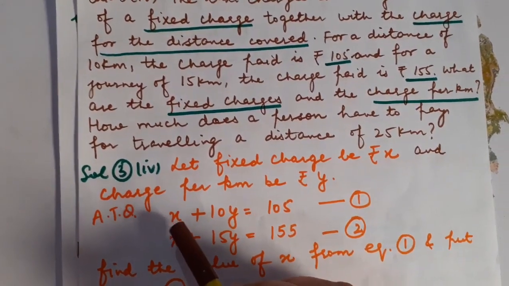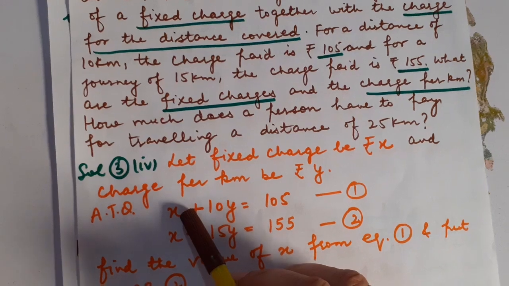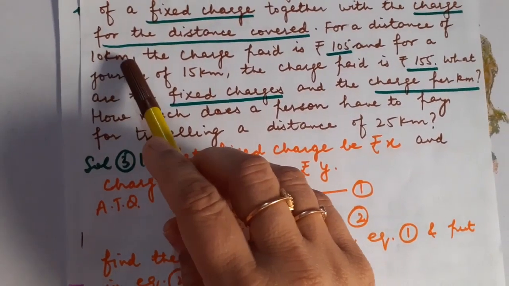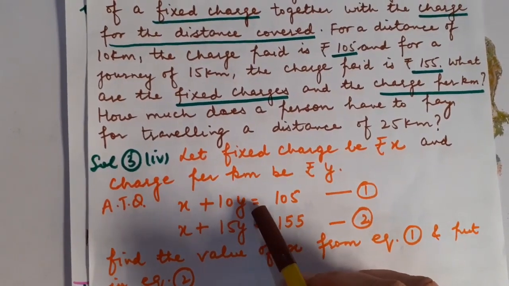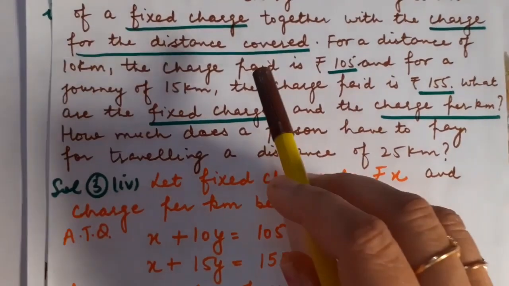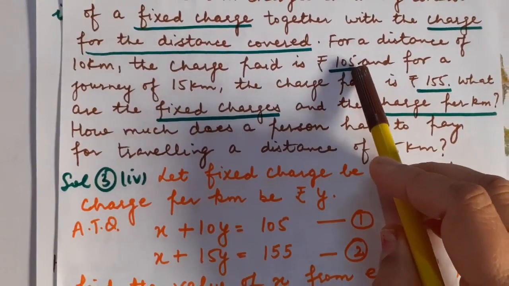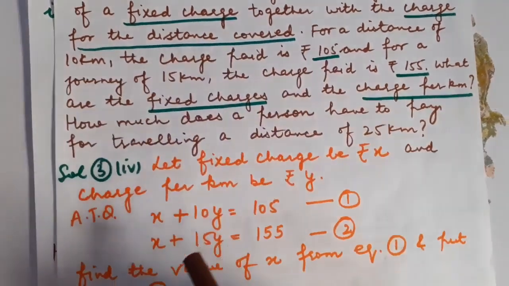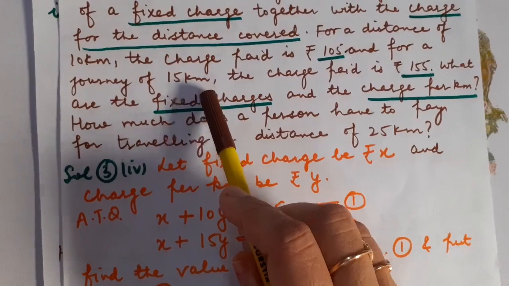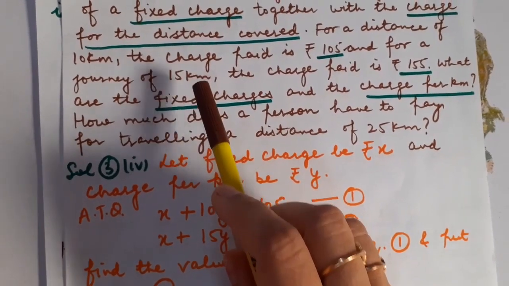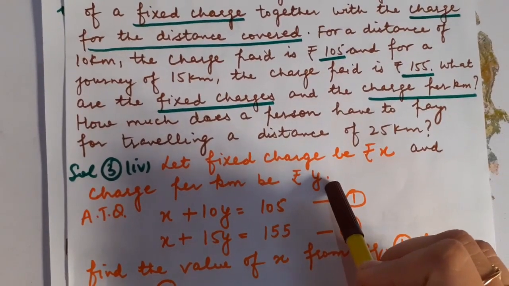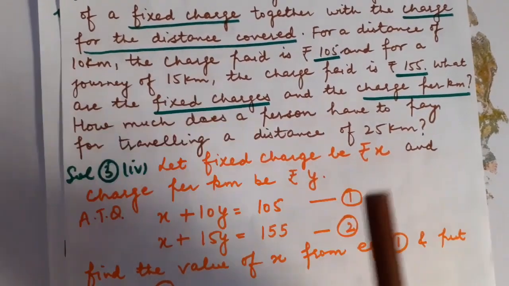Now according to question, fixed charge will be paid by every passenger. So fixed charge is rupees x plus, for covering the distance of 10 km, I am paying 10y. So x plus 10y is equal to 105. This is the total charge paid by the passenger in case 1. Now let us discuss case number 2. For a journey of 15 kilometer. Now how much distance is covered by the person? 15 kilometer. And per kilometer the charge is rupees y. So for 15 kilometer definitely it will be 15y.